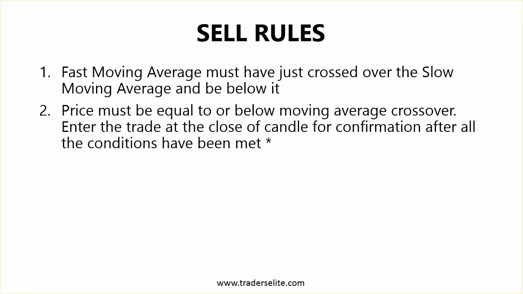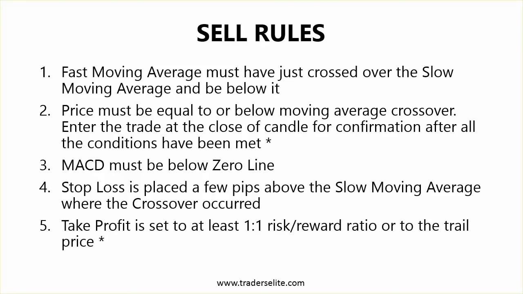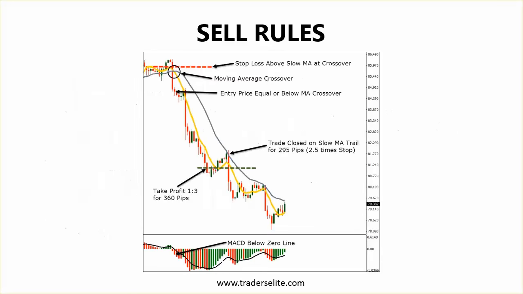Once again, you can take the trade on the open of the candle. It's a little bit more risky, but you can do so when there's momentum in the market. Number three, MACD must be below the zero line. Number four, the stop loss is placed a few pips above the slow moving average where the crossover occurred. And number five, take profit is set to at least 1 to 1 risk reward ratio or to the trail price, as with the buy trades.